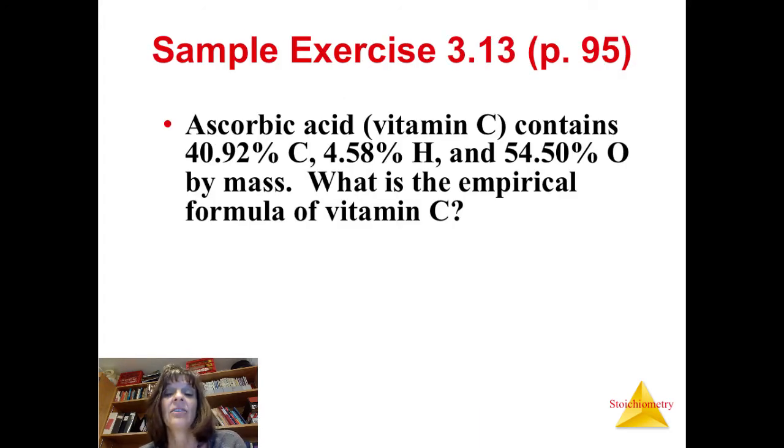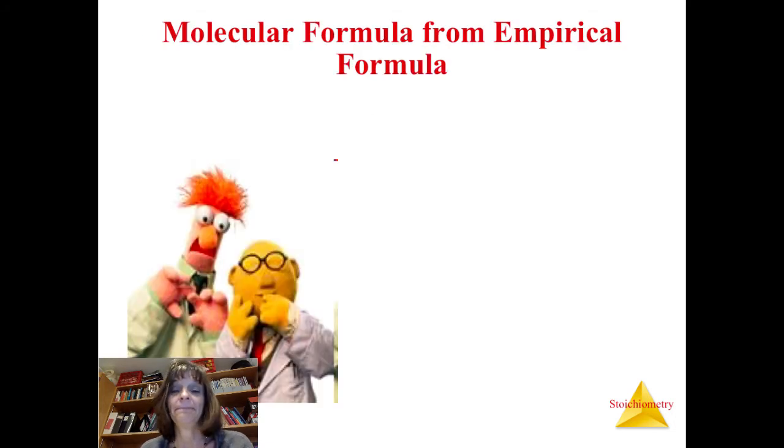All right, so let's try another one. We have ascorbic acid, which contains 40.92% carbon, 4.58% hydrogen, and 54.50% oxygen. Pause this video and find the empirical formula of vitamin C. Okay, your answer should be C3H4O3. Hope you got it right.